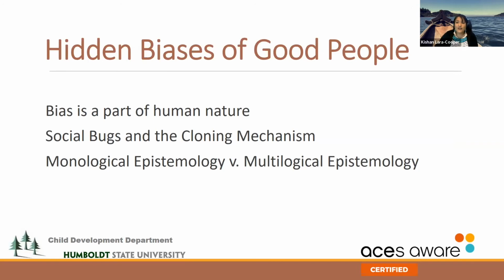And so we know that bias is a part of our human nature. And we know that we have these social mind bugs. They're an aspect of that implicit bias, and they're ingrained habits of thought. And they lead to errors in how we perceive, remember, reason, and make decisions.